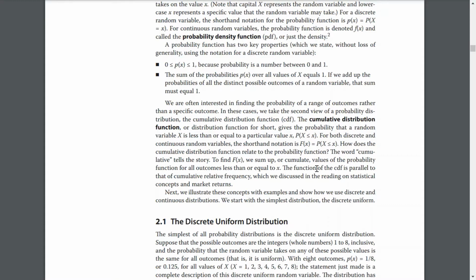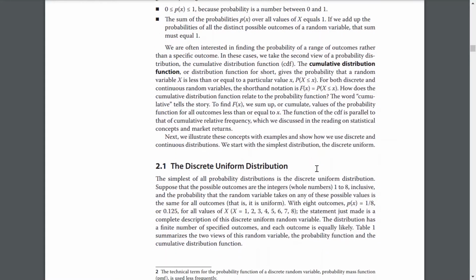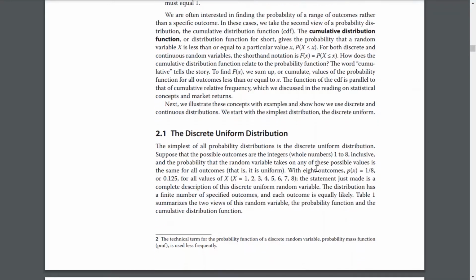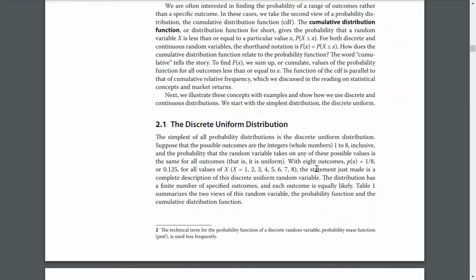How does the cumulative distribution function relate to the probability function? The word cumulative tells the story. To find F(x), we sum up, or accumulate, values of the probability function for all outcomes less than or equal to x. The function of the CDF is parallel to concepts in market returns. Next, we illustrate these concepts with examples and show how we use discrete and continuous distributions.